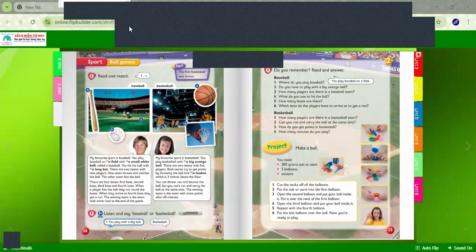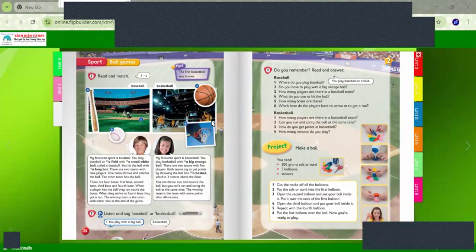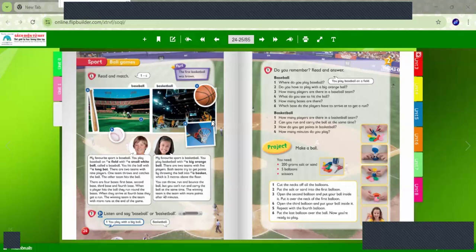Can you see the screen? Yes, teacher. Okay. So here is unit 1, because we have a lot of other lessons. Today's topic of our lesson book is sports: ball games. All right.